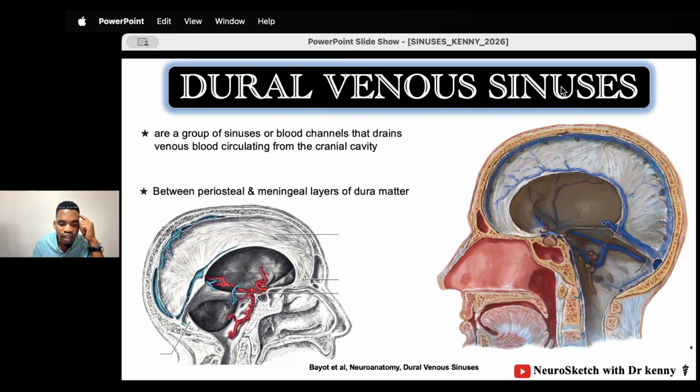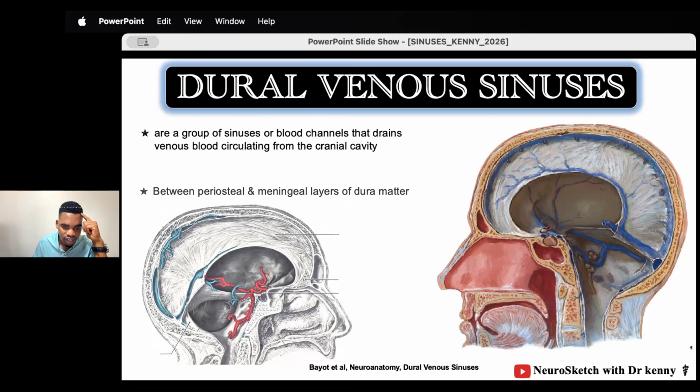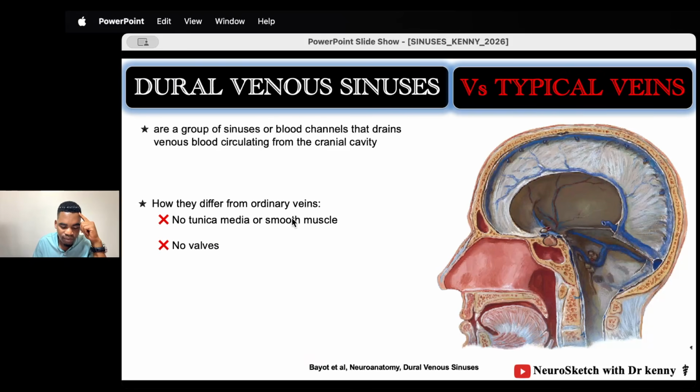Where are these dural venous sinuses located? They are found between the two layers of the dura mater, and that's going to be your periosteal layer and the meningeal layer of the dura mater. So what are the differences between them and typical veins? Despite the fact that they are holding venous blood, they are not typical veins, and they differ in the following manners.